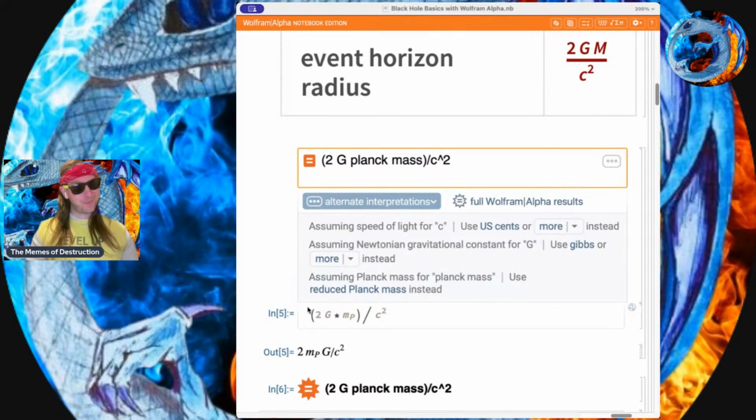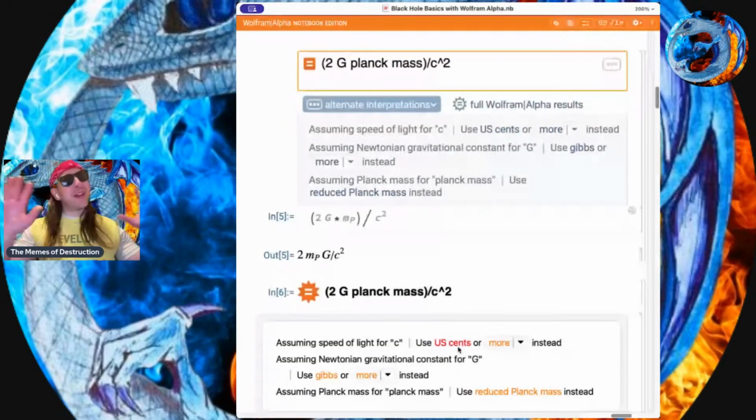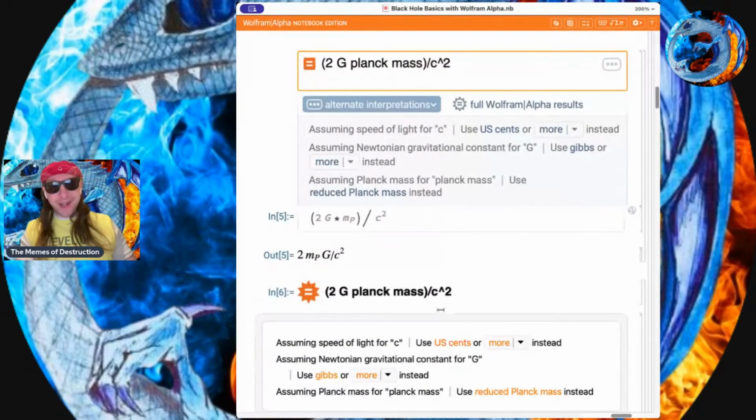Like Tom, we can talk later about that. But these are just, again, the basic things, assuming the Schwarzschild metric.